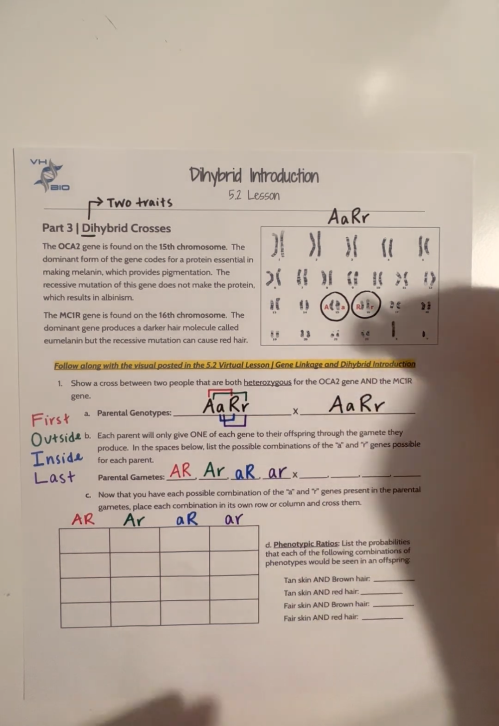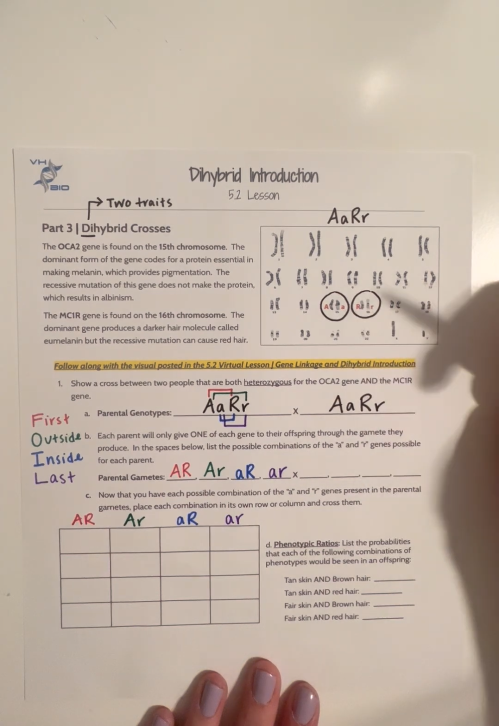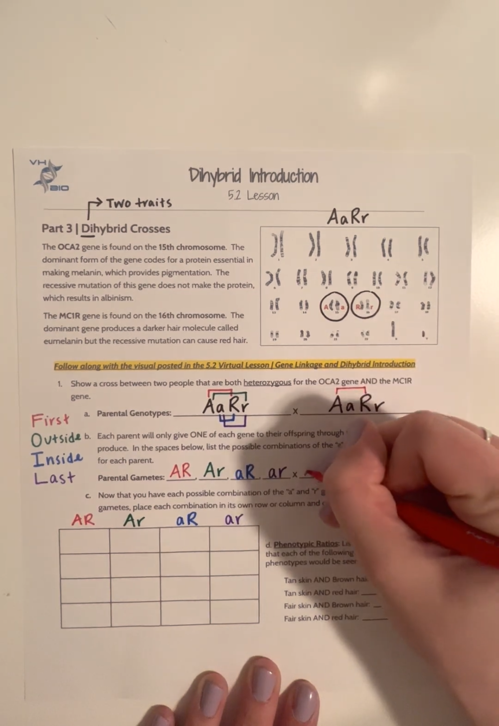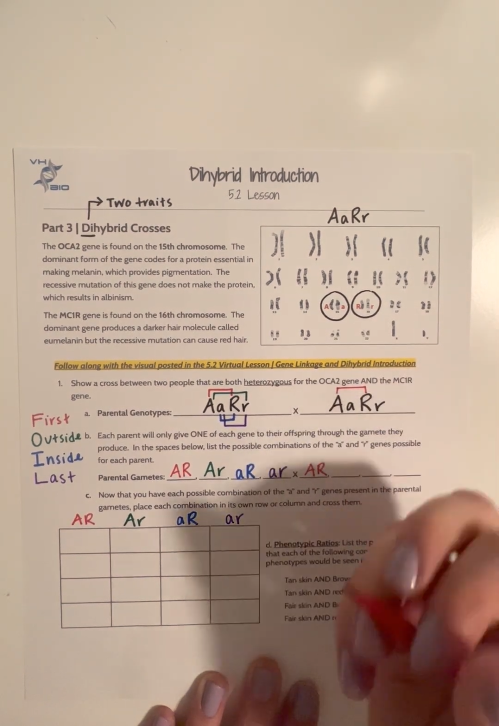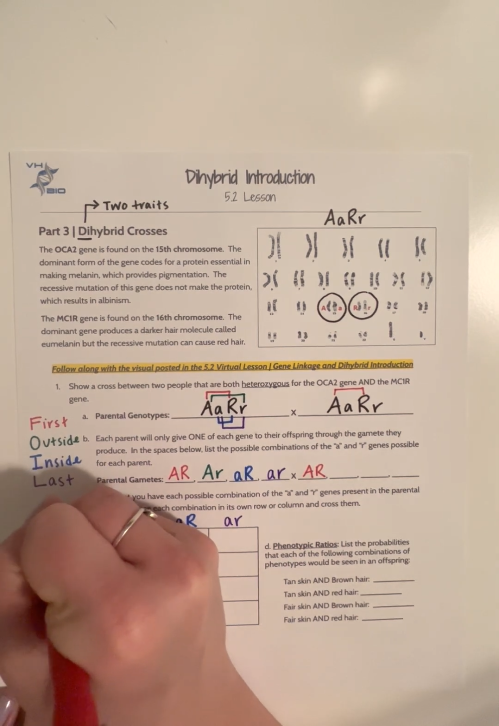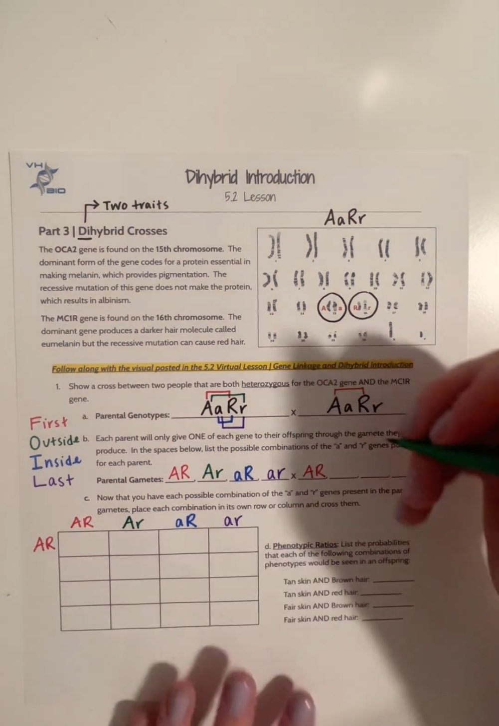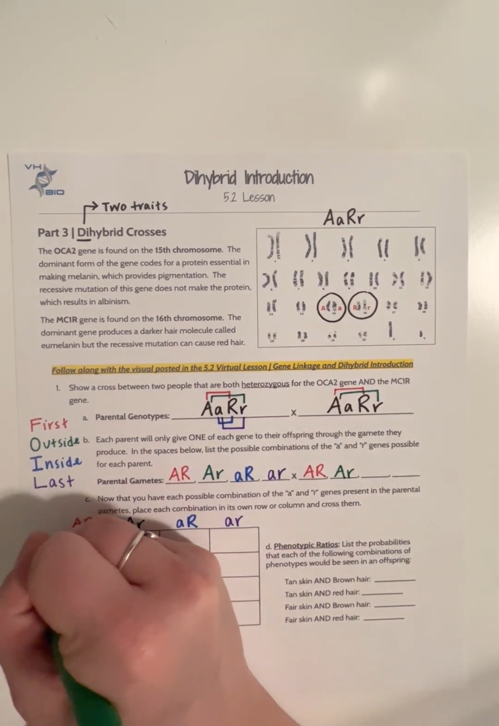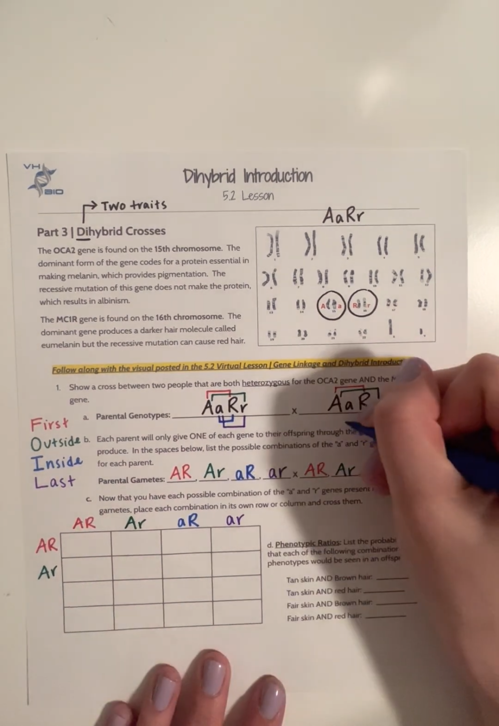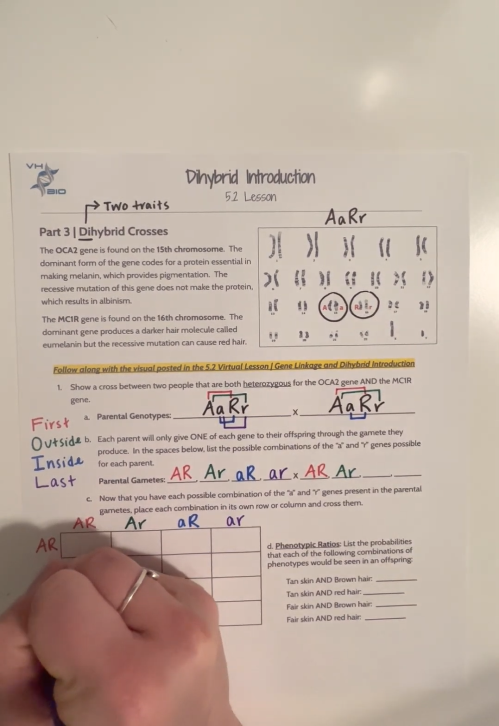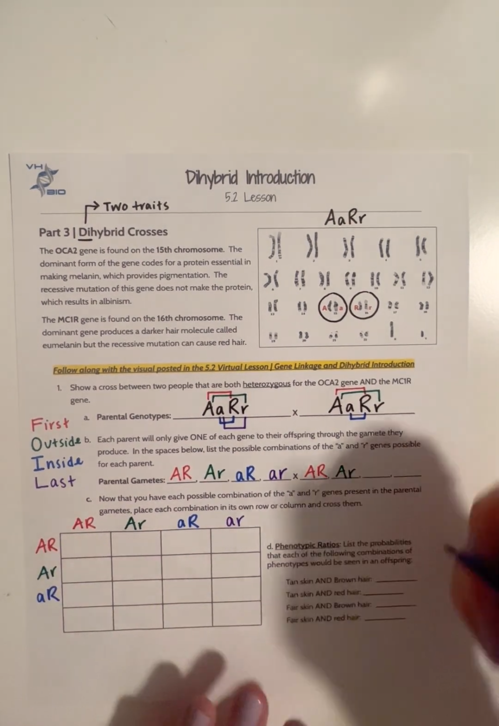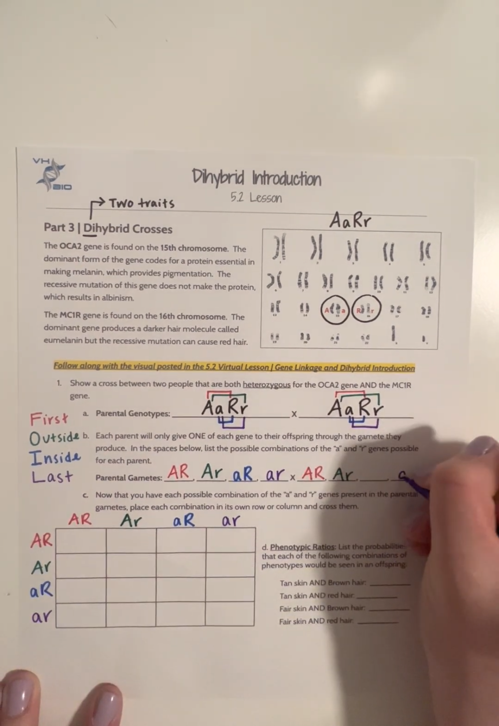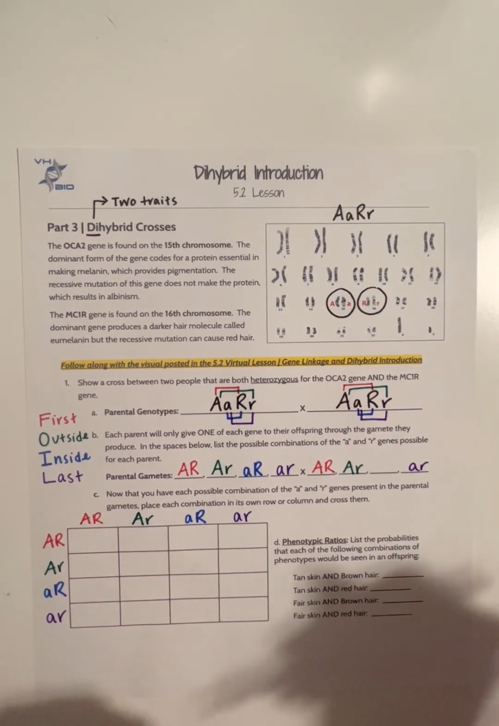If we were to FOIL this again, as a review, it's going to look really similar, but we still want to make sure we recognize the first letters of each gene. That would transfer down over here. Then the outside letters in our genotype, the inner letters, and lastly, our last letters. Oops, I forgot to fill those in real quick up there.